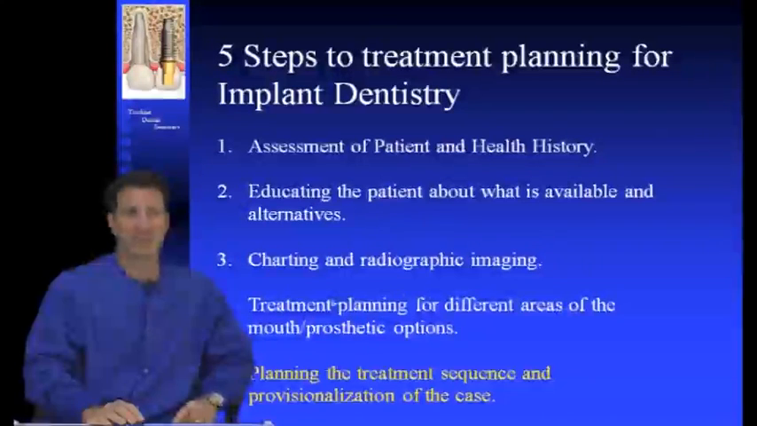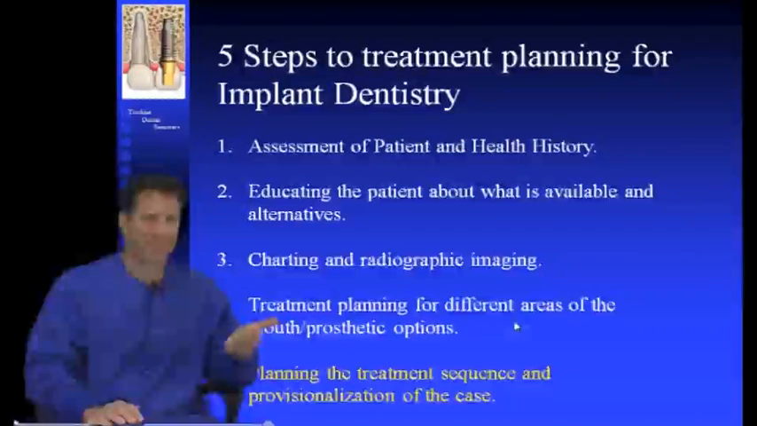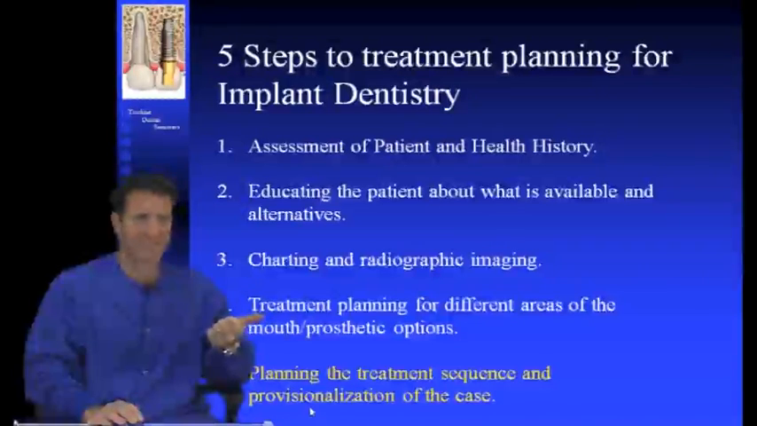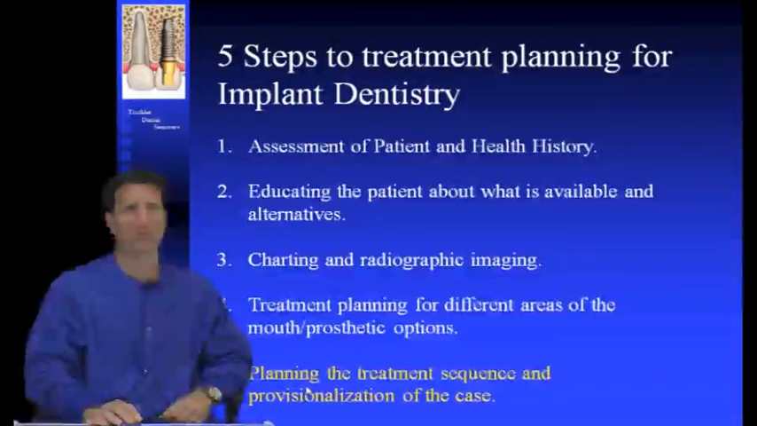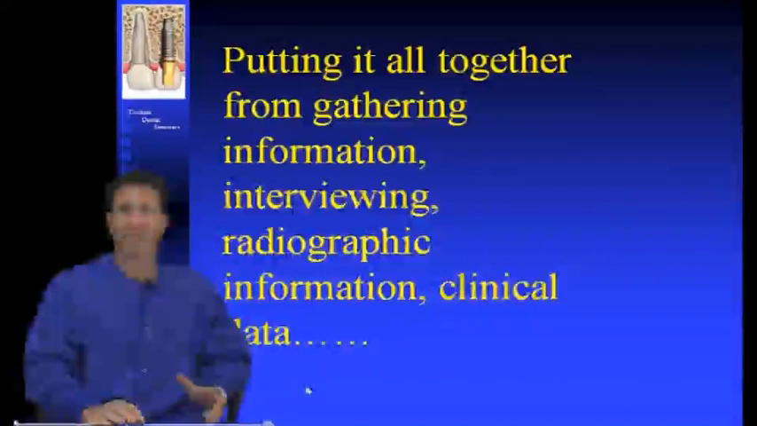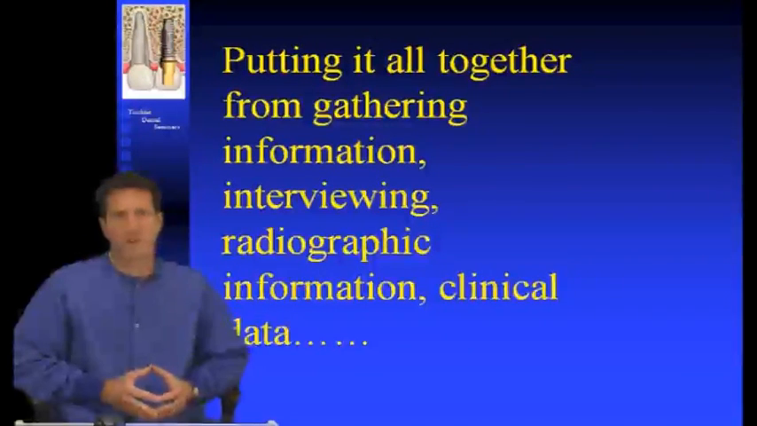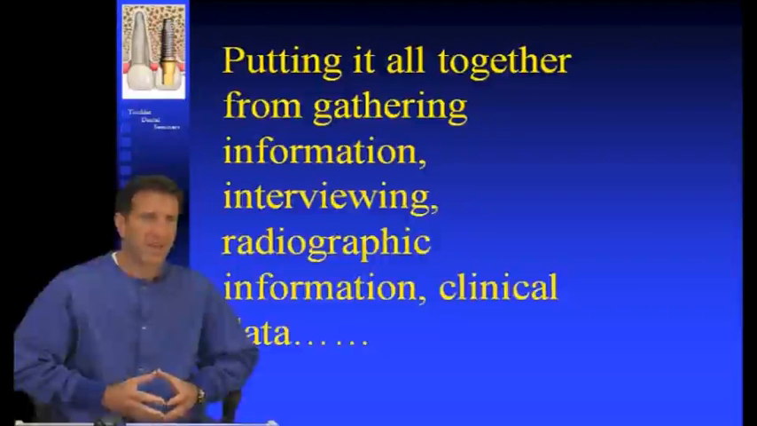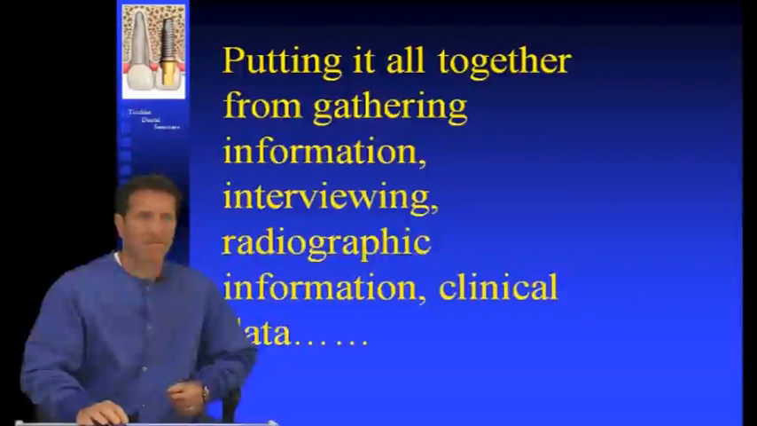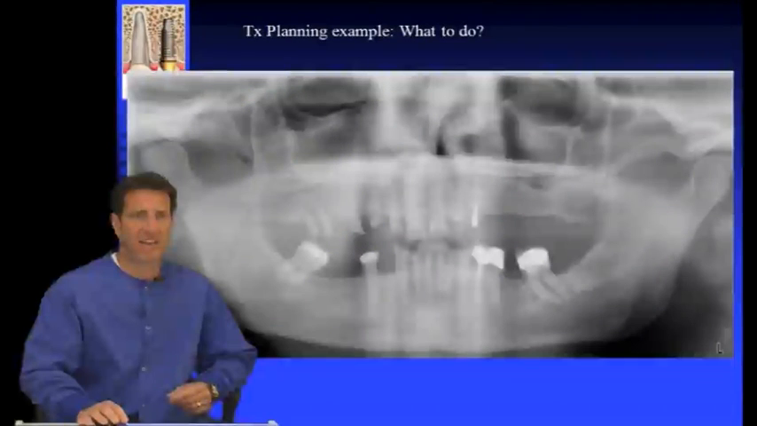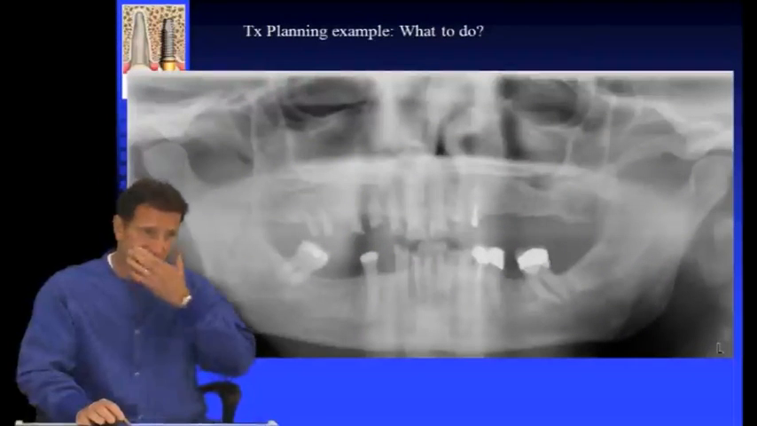And we're gathering information from the interviewing process, from the radiographic process, and the clinical data. So this is where the rubber meets the road, and we're basically going to start looking at how we tie it all together. This is where all the treatment planning steps come together, and we bring it to clinical reality. So let's put it all together from gathering information, interviewing, the radiographic information, and now the clinical data. And let's look at a couple of cases.